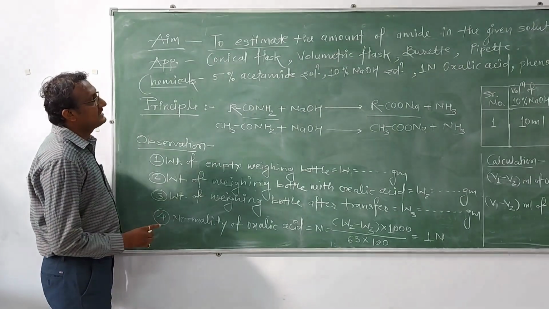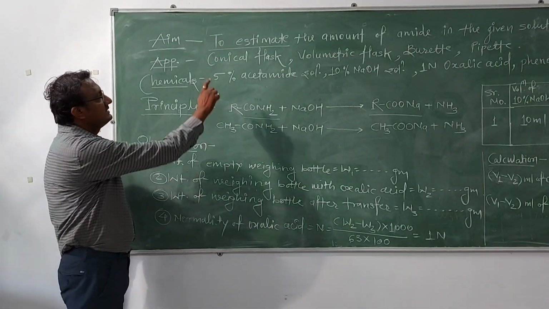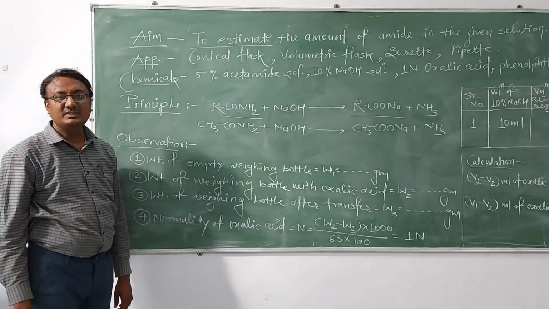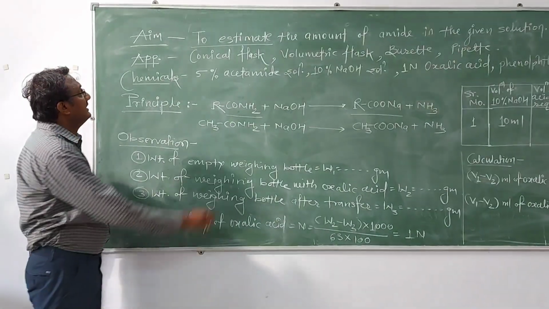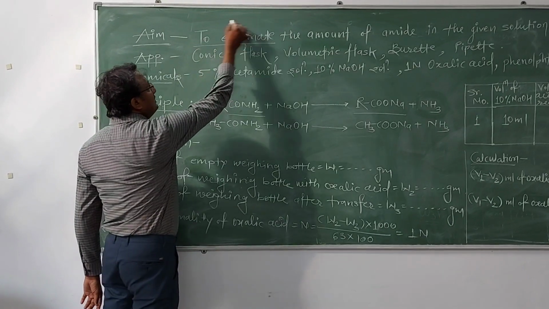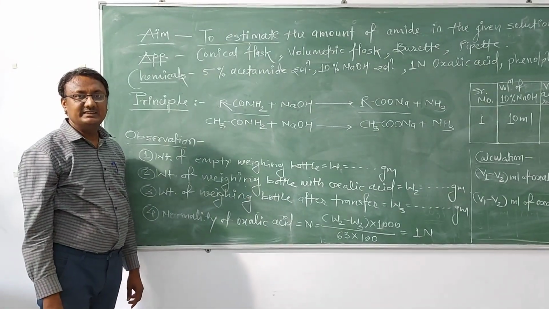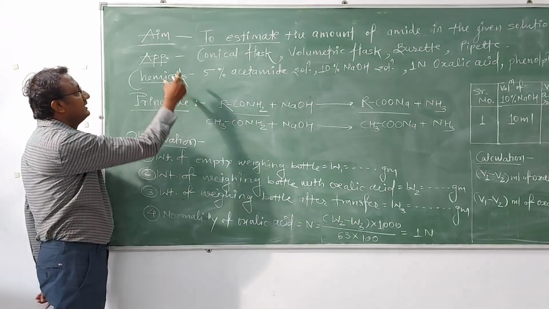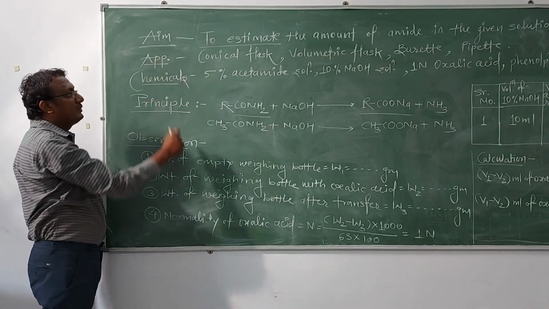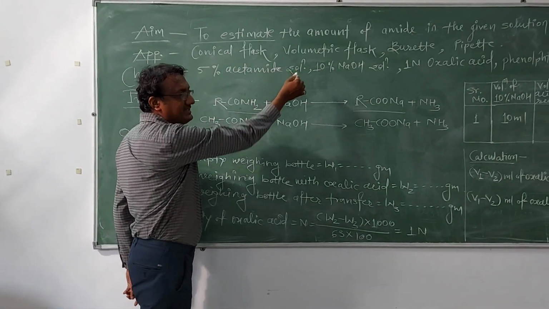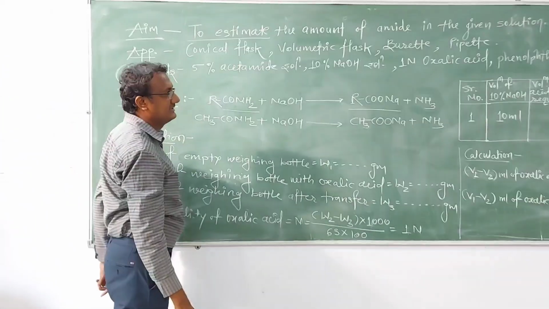Today's chemistry practical is to estimate the amount of amide in the given organic solution. To estimate means to calculate how much amide is present in the given solution. For this experiment, the required apparatus are a conical flask, volumetric flask, burette, and pipette.